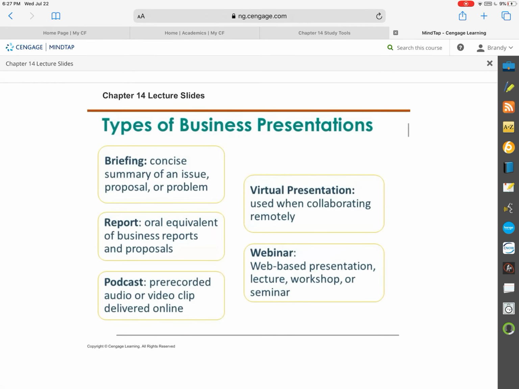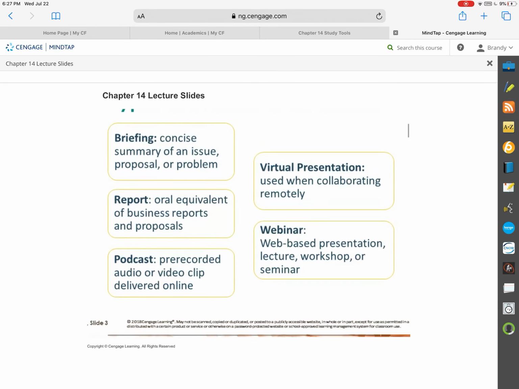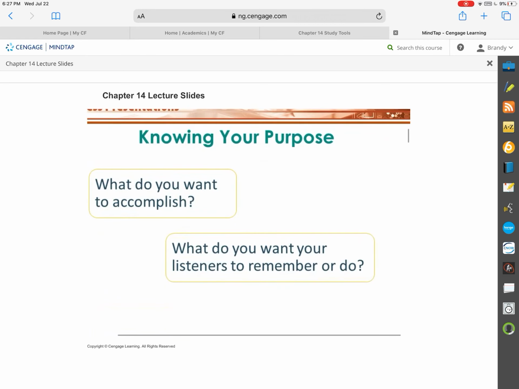Lots of different types of business presentations. Not a lot of questions about this on the last exam, but I do think maybe one. And when I'm doing the review, I'll make sure I point that one out. But take a snapshot of that, go back and look over those different types in your text.